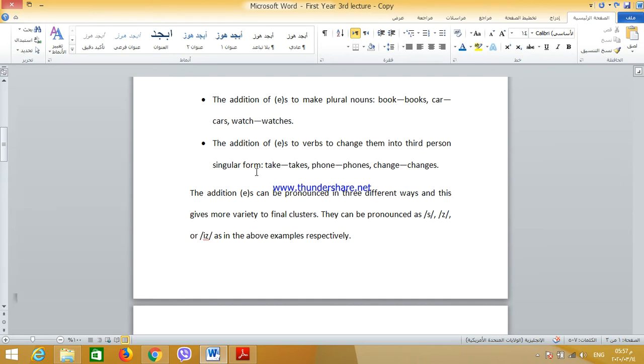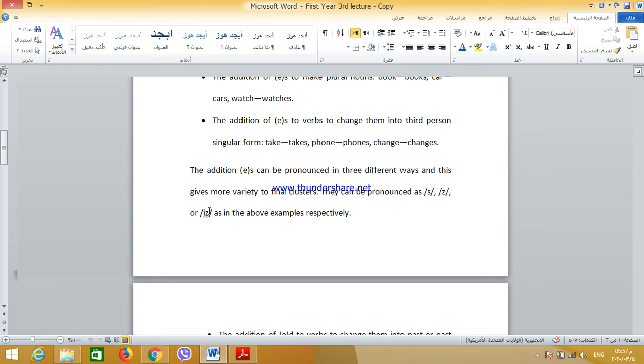And also we can add es to verbs to change them into third person singular form like take, takes, phone, phones, change, changes. Actually, the addition of es can be pronounced in 3 different ways, and this gives more variety to final clusters because this es can be pronounced as se, ze, or iz, as in the above examples.